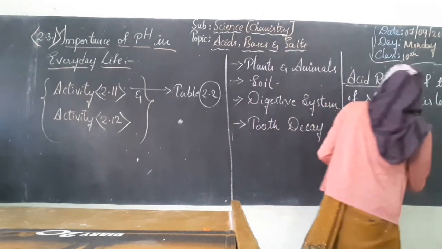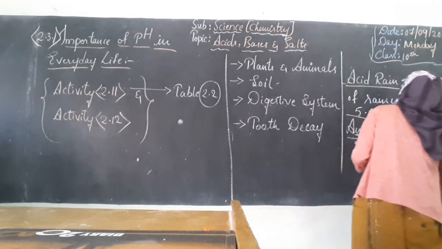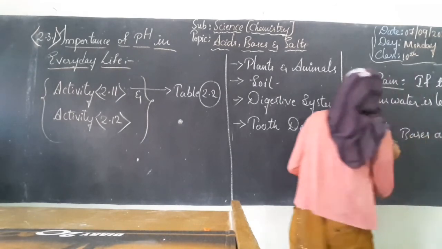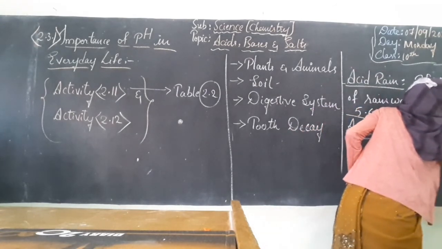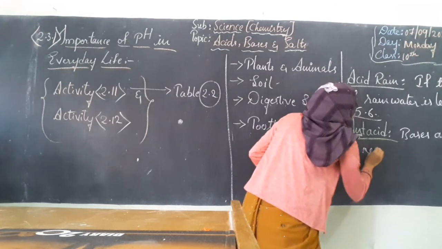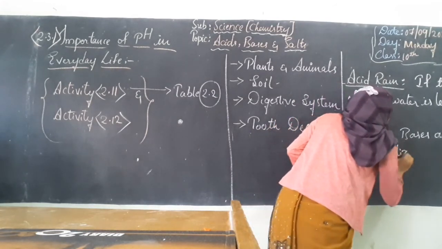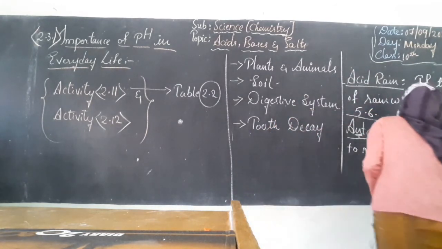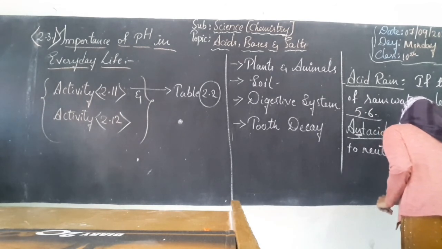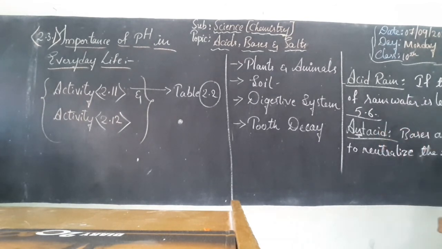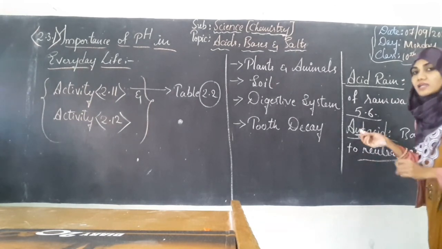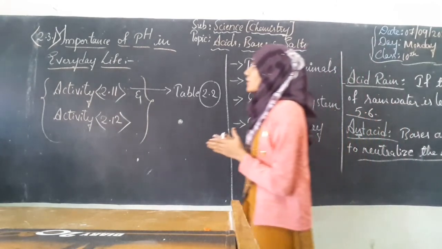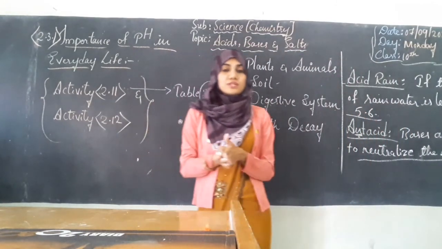So what are antacids? Bases are used to neutralize the acids. So if the bases are used to neutralize the acids, then that will be called antacids. So that's about the importance of the pH in everyday life.